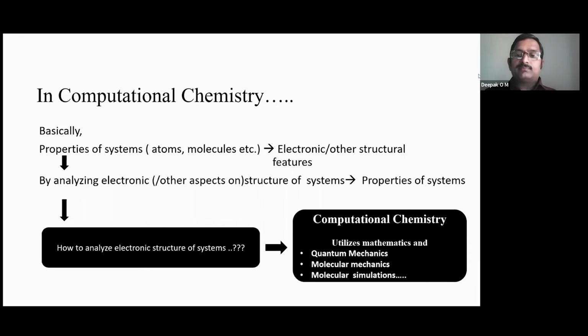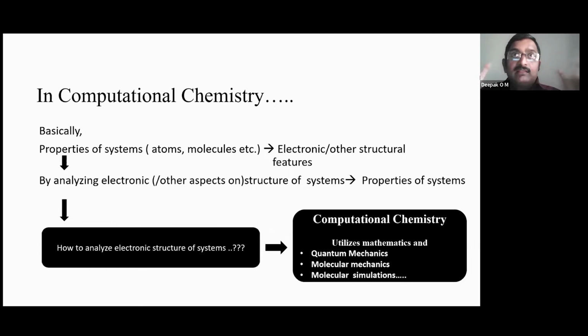How to analyze? There comes the help from computational chemistry, which basically utilizes very hardcore mathematics and also applied mathematics regimes like quantum mechanics, molecular mechanics, molecular simulations, etc. These molecular simulations include several things like molecular dynamics simulation, Monte Carlo simulation, MC simulation, then CPMD simulation, and many other types of simulations. In general, I say simulations.